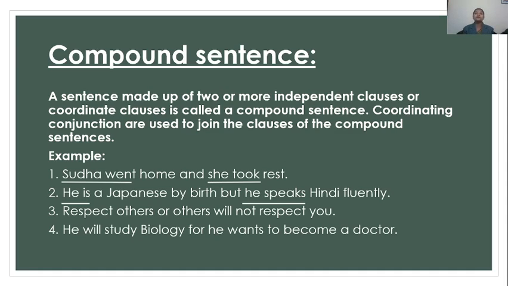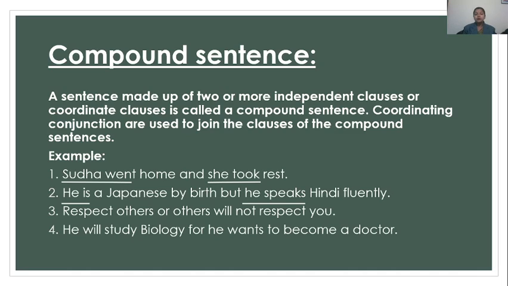Now the second thing we will find out is whether they are both independent, or one is independent and the other is dependent. He is a Japanese by birth. Complete in its meaning. We don't need any further information. ठीक है, he is a Japanese by birth. He speaks Hindi fluently. Hindi बोलता है अच्छा. So no further question is raised regarding the sentence to know more. He is a Japanese by birth. He speaks Hindi fluently. Both are independent clauses. So the sentence is a compound sentence.